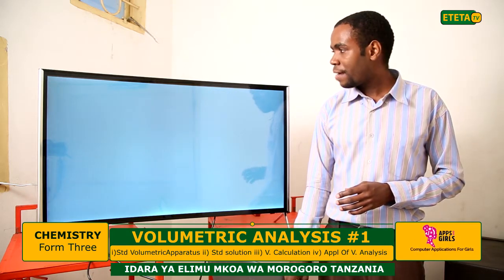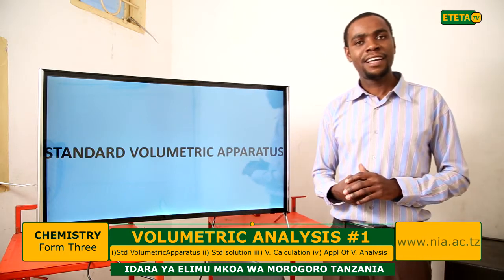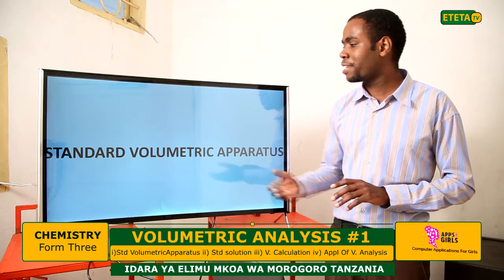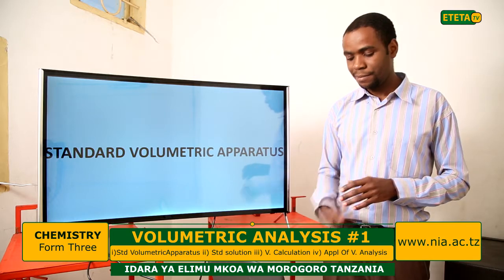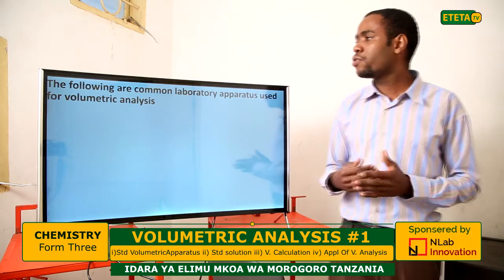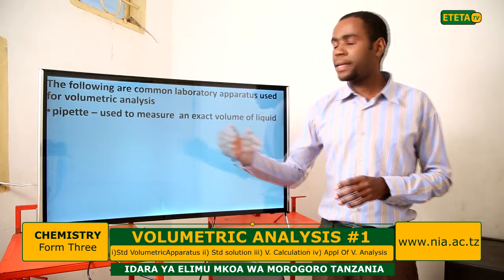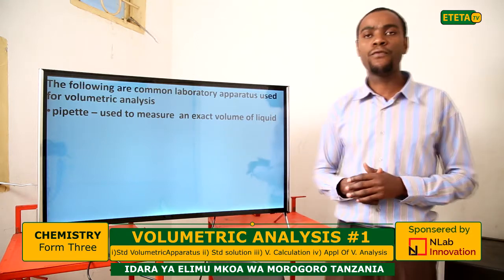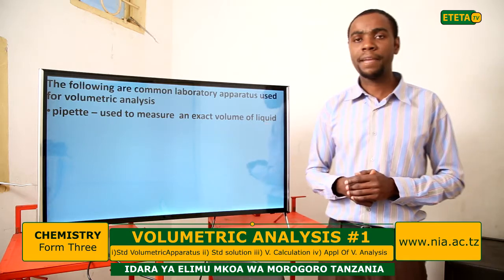Okay. After getting the concept, now let us discuss the first subtopic of volumetric analysis, which is called standard volumetric apparatus. The following are common laboratory apparatus used in volumetric analysis. The first one is the pipette. This pipette is used to measure the exact or specific volume of liquid.